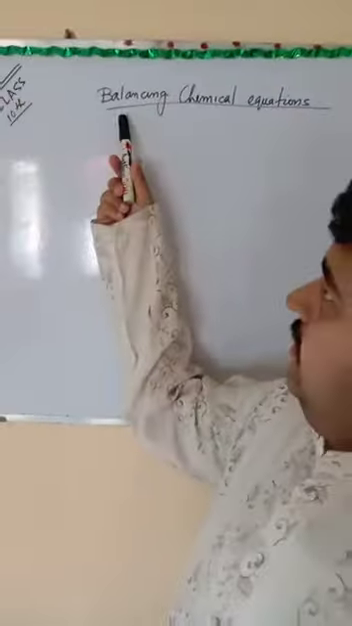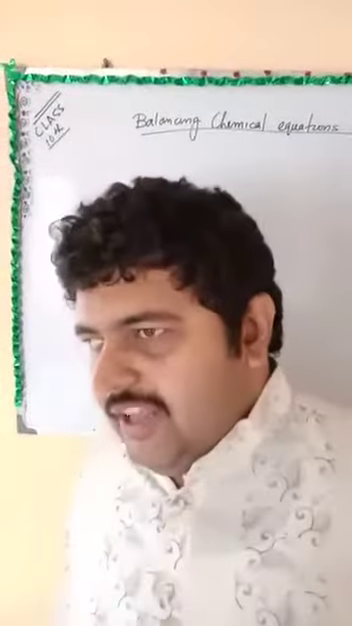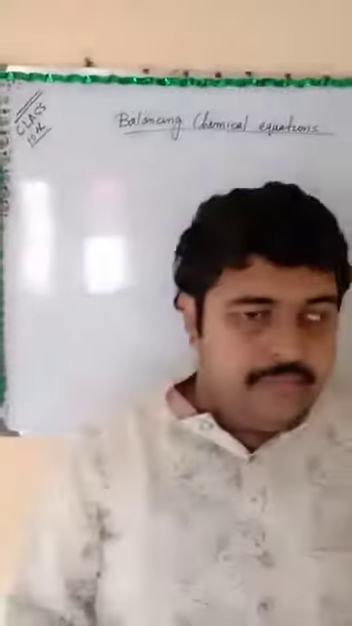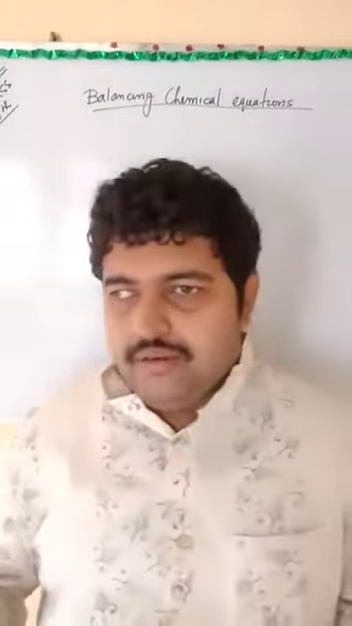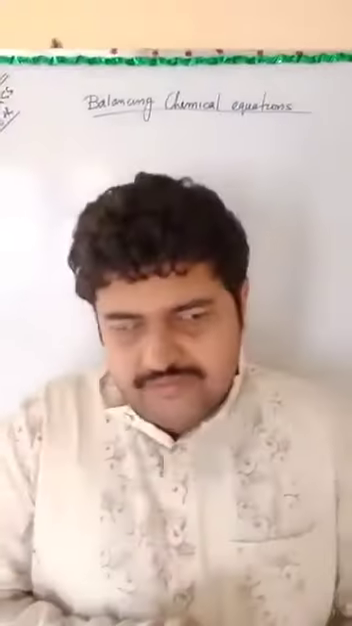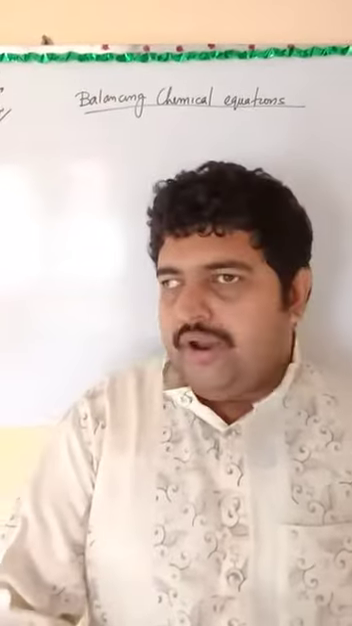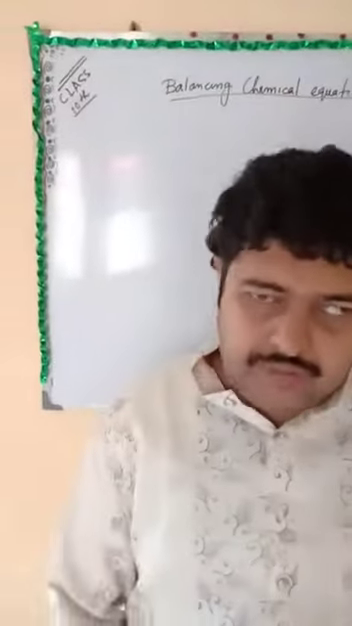Good morning, students. So today we will learn the balancing of chemical equations. Now, what is a chemical equation? I repeat once again. A chemical equation is simply a notation to represent a chemical reaction. Now, in class 9 you have already learned how to write the formula of various compounds, whether ionic or covalent.